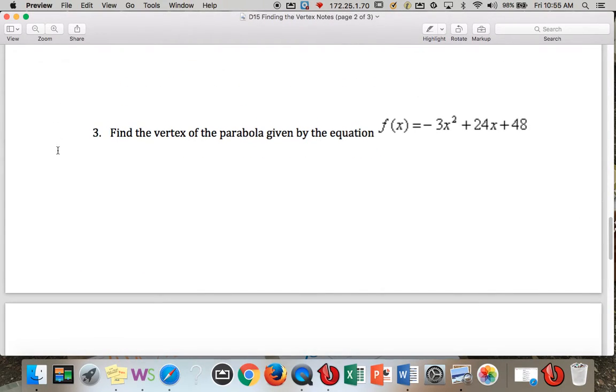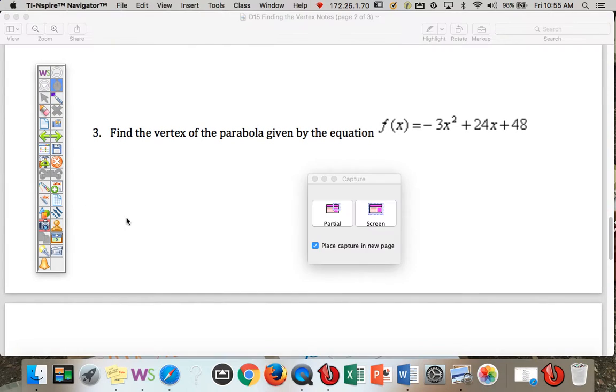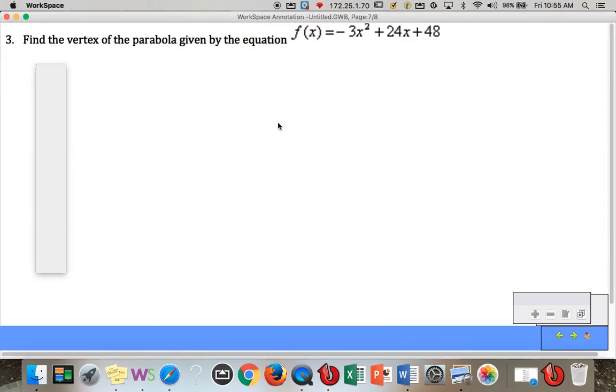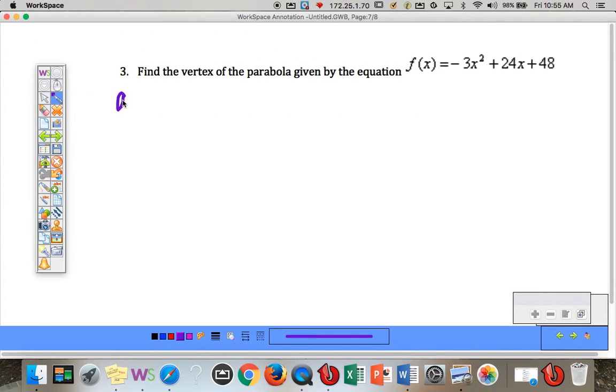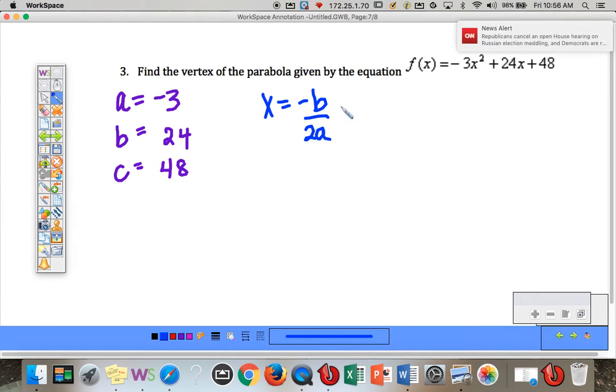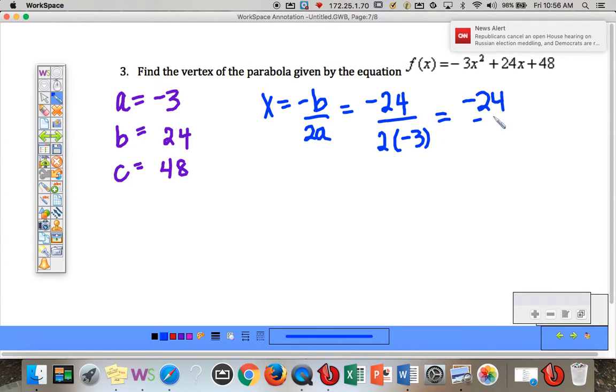Let's do one more, and then this will be what you practice today. I'm going to get myself more room here. Okay, so we have A, B, and C: -3, 24, 48. And the next part, x equals opposite b over 2a. The opposite of b is -24 over 2 times -3. We have a negative divided by a negative, and we get +4.